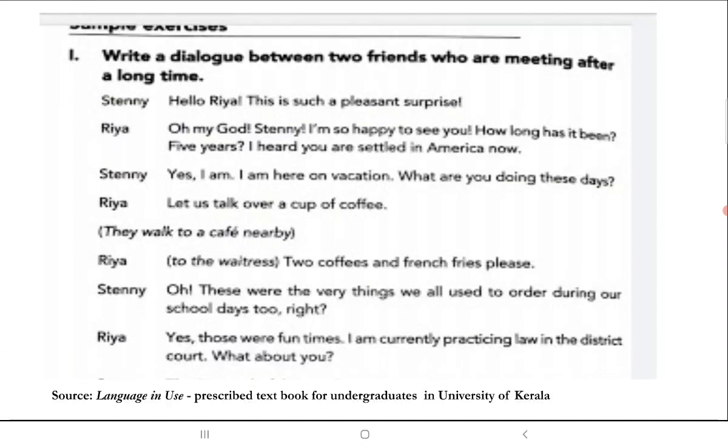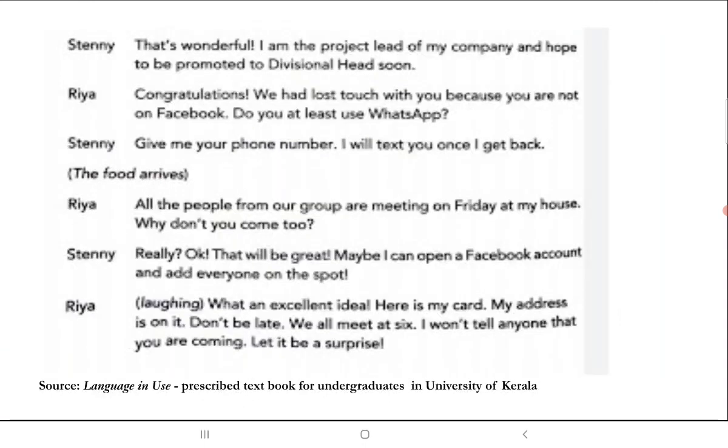(Ria to the waitress again.) Two coffees and French fries, please. Steny: Oh, these were the very things we used to order during the school days. Ria: Yes, those were funny times. I am currently practicing law in the district court. What about you? Steny: That is wonderful. I am the project lead of my company and hope to be promoted to divisional head soon. Ria: Congratulations. We had lost touch with you because you are not on Facebook. Do you at least use WhatsApp?